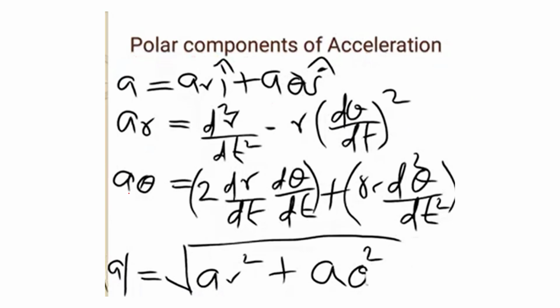Then, what is A theta? A theta will be 2 into dr by dt into d theta by dt plus r into d square theta by dt square. So, if we have Ar and A theta, you can find out the magnitude of the acceleration also, that will be equal to square root of Ar square plus A theta square. You just need to learn these formulas by heart for solving the problems.